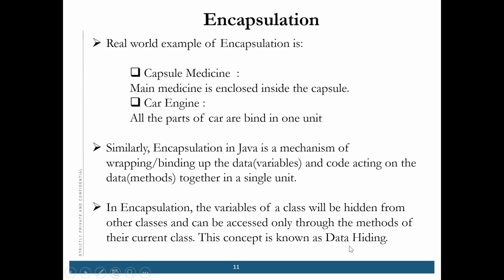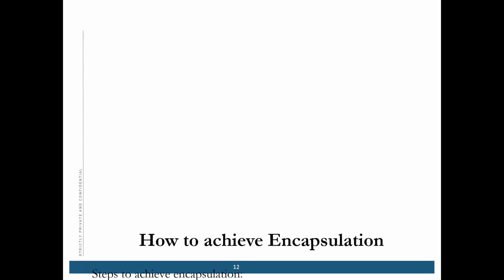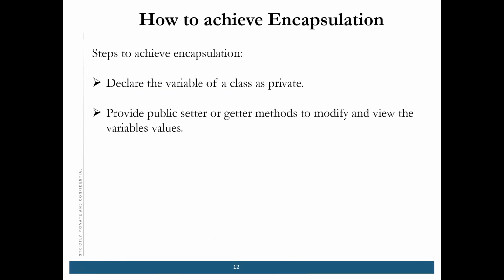So we will learn how to achieve encapsulation. The steps of achieving encapsulation: first, we declare the variable of a class as private. Here we can do data hiding only with variables, not with methods. Only with variables we can do the data hiding or achieve encapsulation.